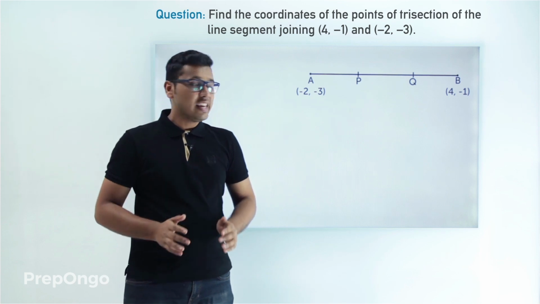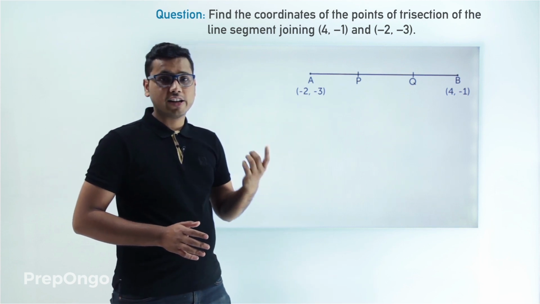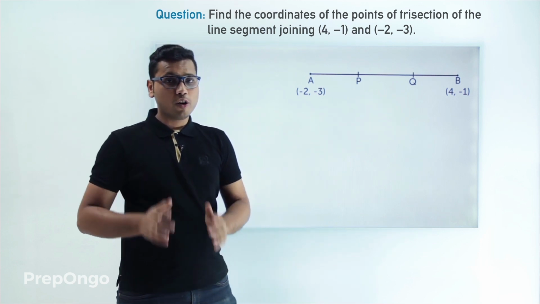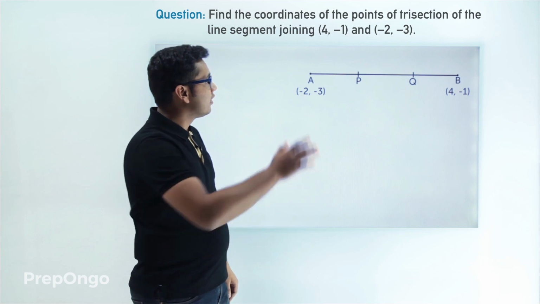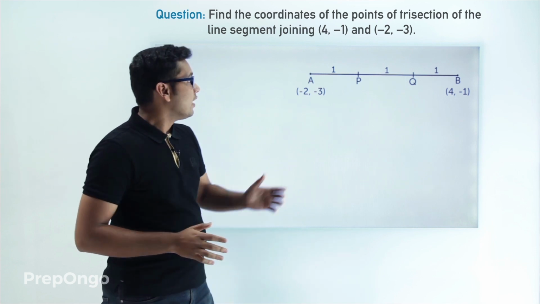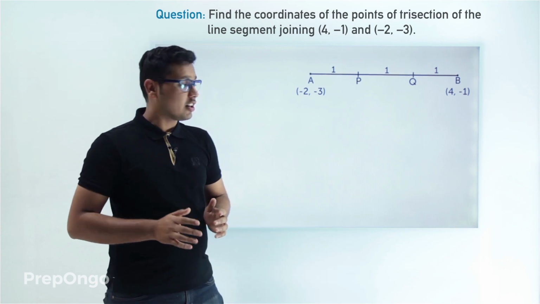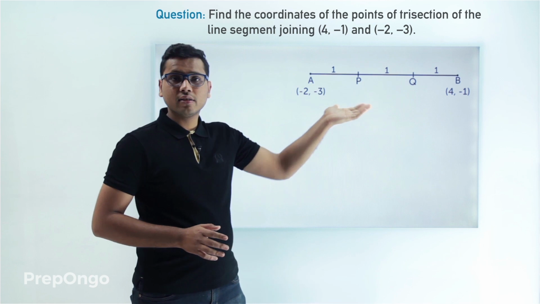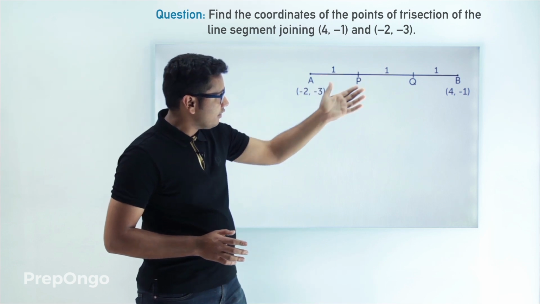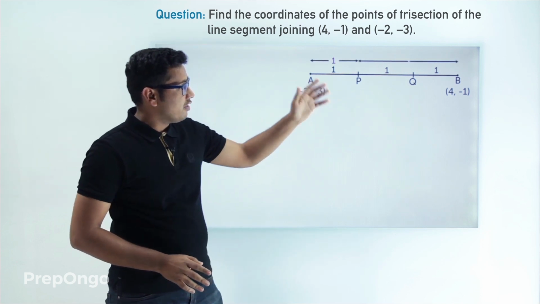Now this P and Q will be dividing AB into equal parts. So we can say that AP, PQ and QB will all be equal, so their ratios will be 1, 1 and 1. Now we can apply the section formula and find out the coordinates of point P and point Q. For that we should know the ratio of AP and PB. Since AP is 1 and for PB we can add 1 and 1, the ratio of AP to PB will be 1 to 2.